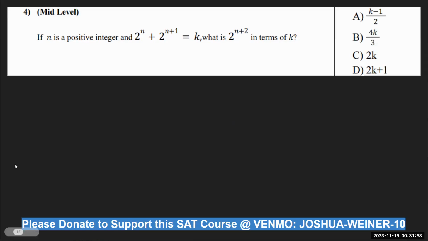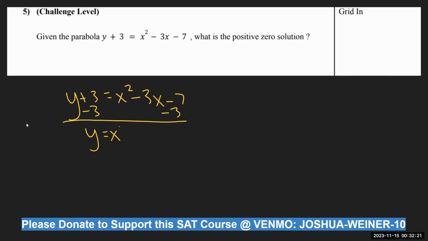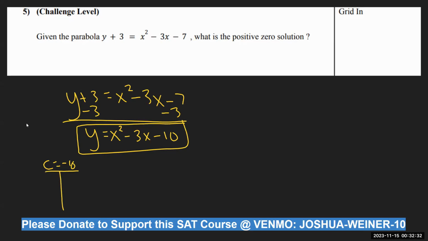Last one, question 5. Question 5 says, given the parabola y plus 3 equals x squared minus 3x minus 7, what is the positive zero solution? We know y plus 3 equals x squared minus 3x minus 7. Take away 3, take away 3. y equals x squared minus 3x minus 10. Now we have it in standard form. C equals negative 10, and we want to find two numbers that multiply to that and add up to B equals negative 3, right? It's the coefficients for the factoring method.